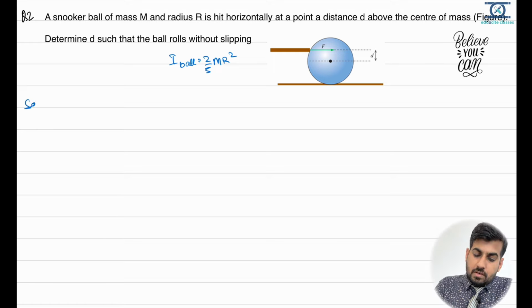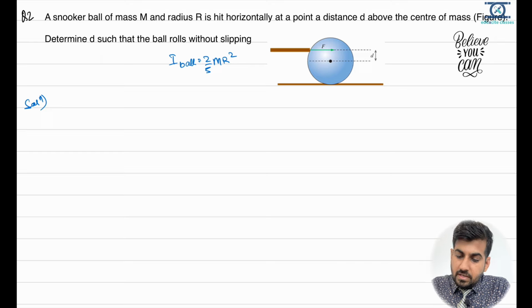Now if you look here, what is given is a snooker ball of mass capital M. So this is my ball of mass capital M, and it has a radius r. It is hit horizontally with a force F at a distance d from the center of mass. Determine the d such that the ball rolls without slipping. Now when the ball rolls without slipping, this point will have zero velocity.